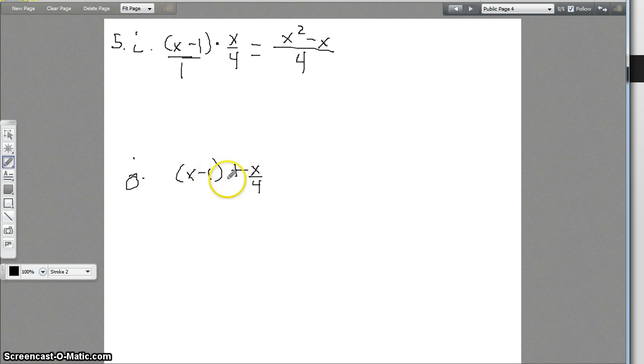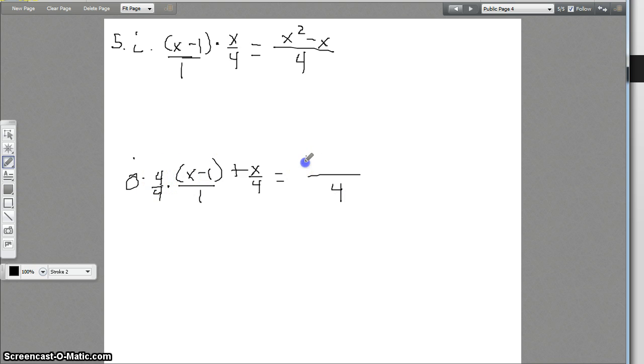For part J, we are adding. When we're adding, that means we must get a common denominator. We have a 4 over here. The x minus 1 we can write as a fraction of 1. To change it to a fraction of 4, we need to multiply it by 4 over 4. Okay, so we have a common denominator of 4.